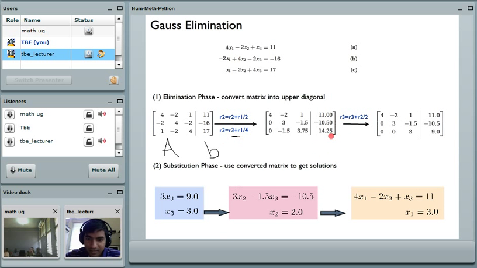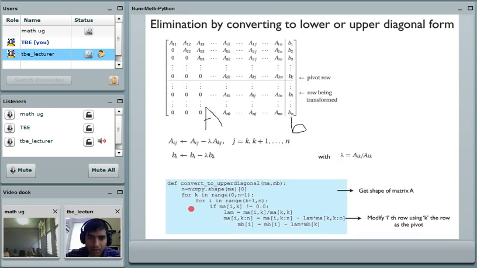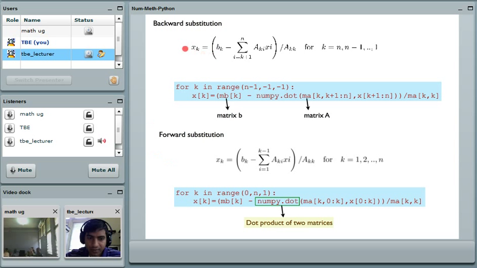Now let's go back to the final equation. We said x3 is b3, which is 9, divided by a33, which is 3. So finally it gives you the solution, which is 3 here. You can work this out by yourself for x2. For x2 it should be: x2 is b2 minus a23 x3, divided by a22. That's the final relation you have.